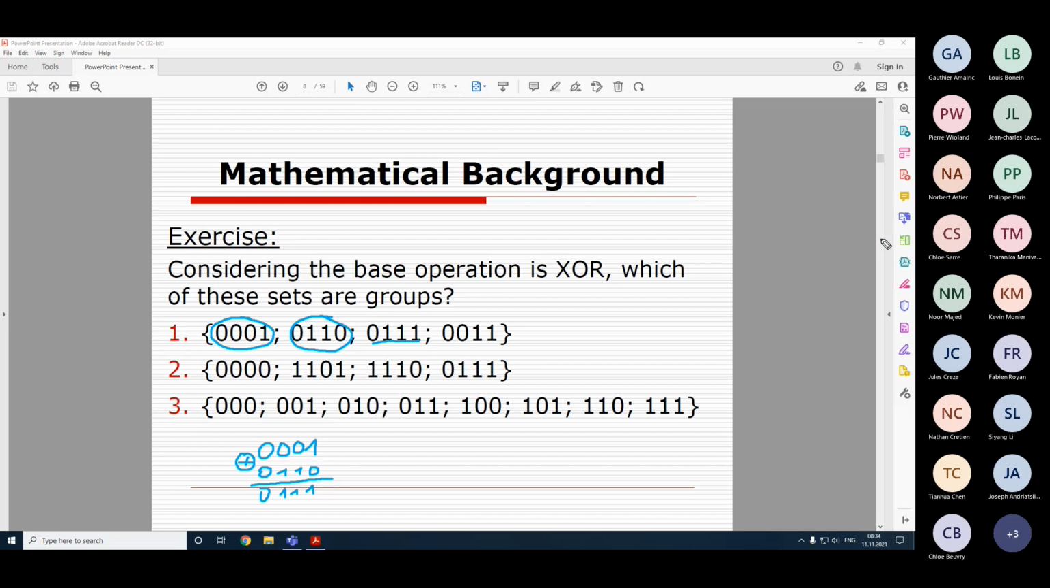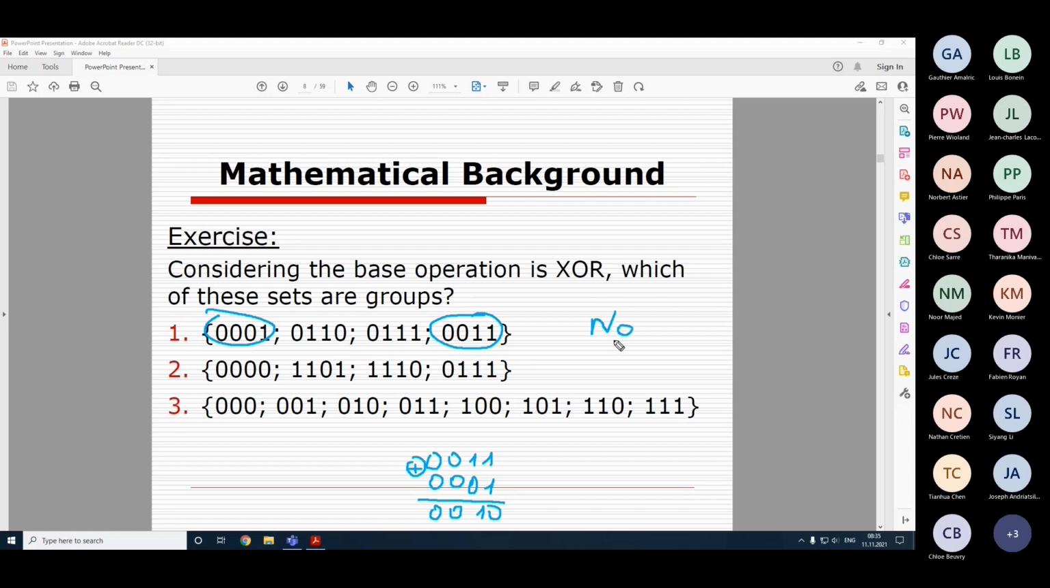However, if I now check the first and last one, these two, and add them up together, then I would get an element which is not listed in this list. So this cannot be true for a group. So the answer for this is no, because it doesn't include all possible elements which can be obtained by performing the base operation with any pair of these elements.